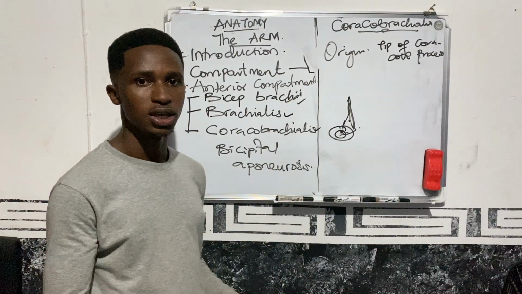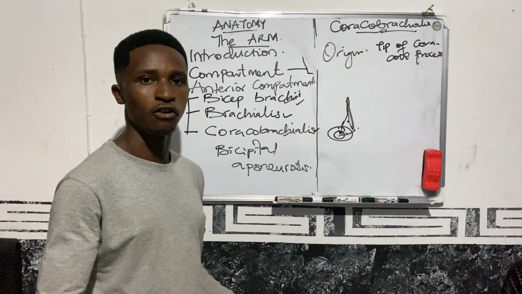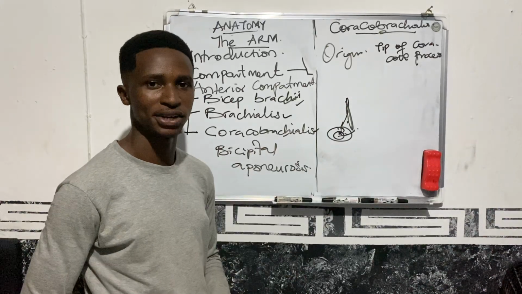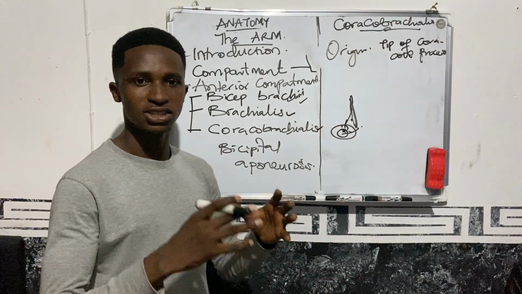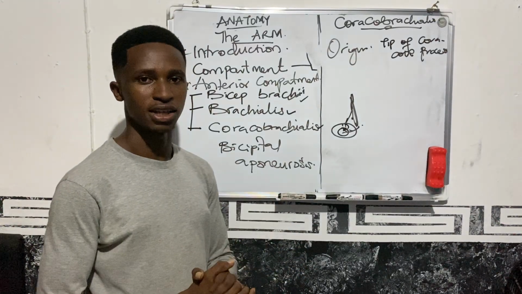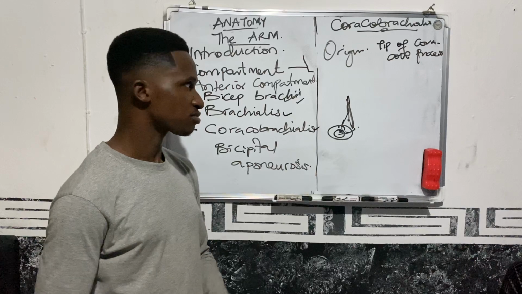Which muscle shares the same origin as the short head of biceps brachii? Answer: coracobrachialis muscle. Coracobrachialis muscle and the short head of biceps brachii share the same origin, a common origin from the tip of the coracoid process.